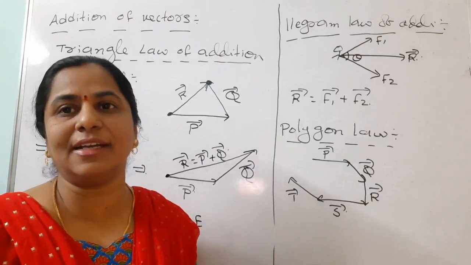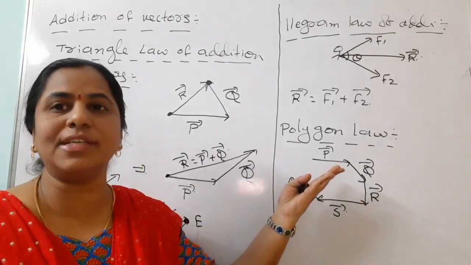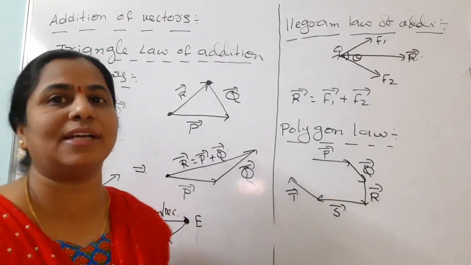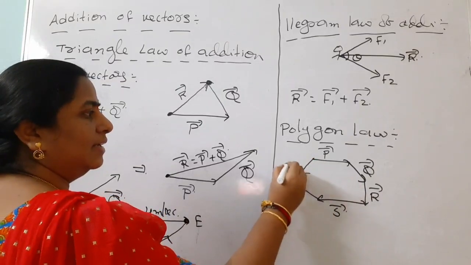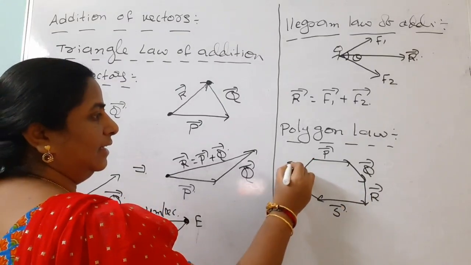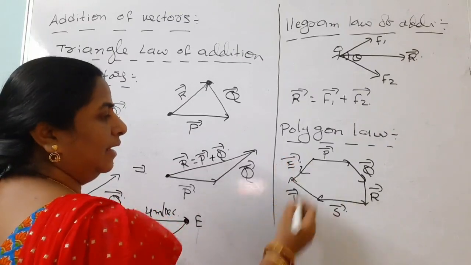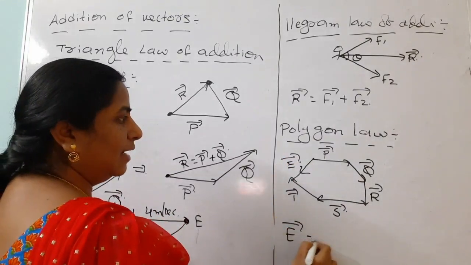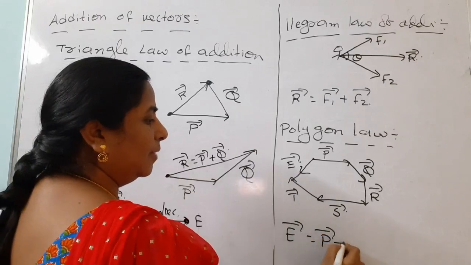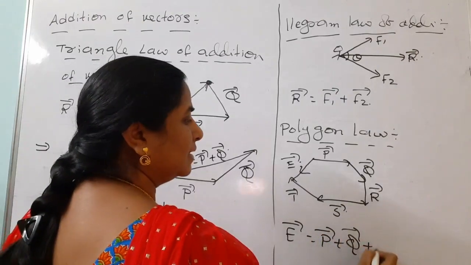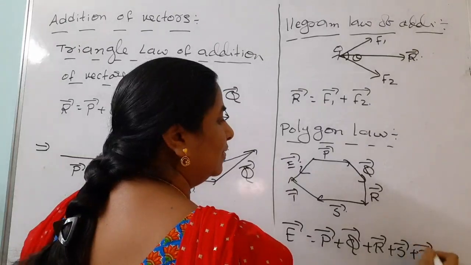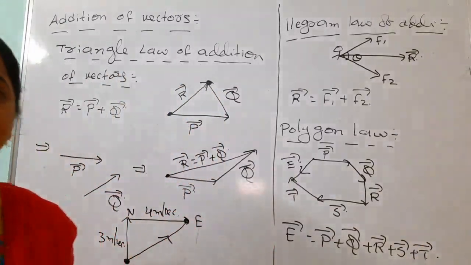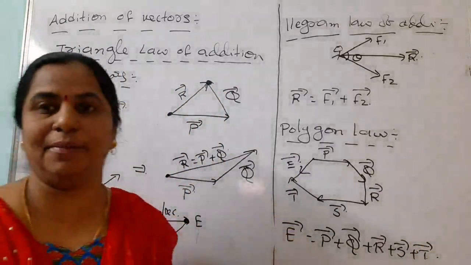Then the resultant is represented by the closing side of the polygon in reverse order. See, closing side of the polygon in reverse order. We are taking that as E bar. Now E bar equals the resultant of P bar plus Q bar plus R bar plus S bar plus T bar. So this is called the graphical method, and this is called the head and tail method also.